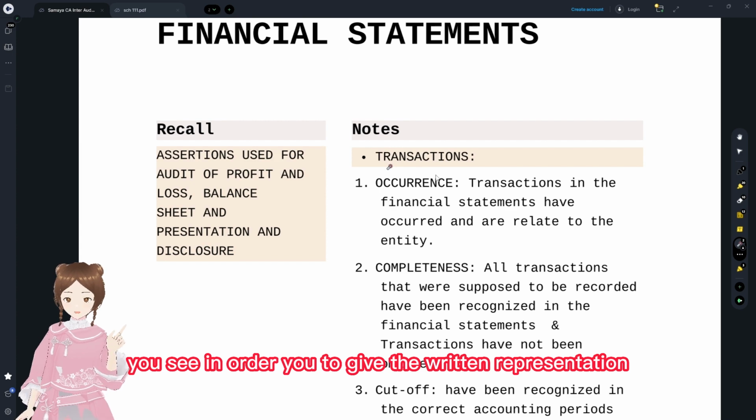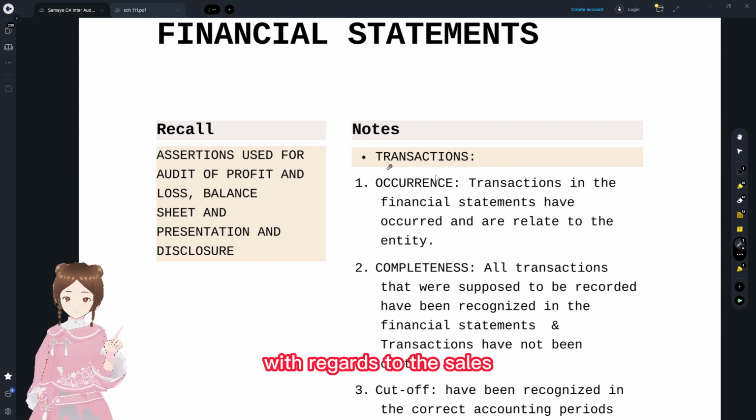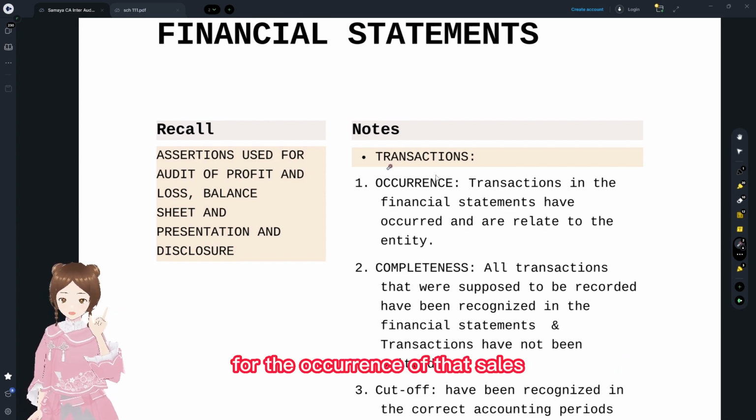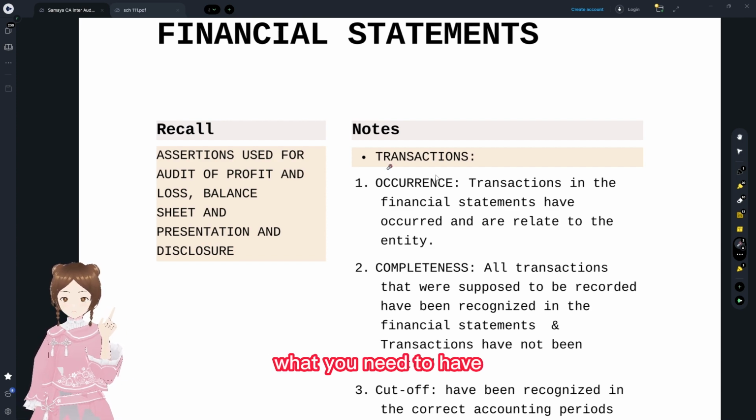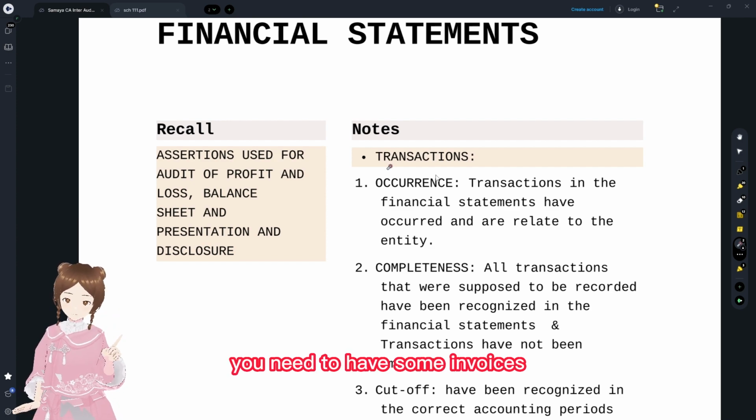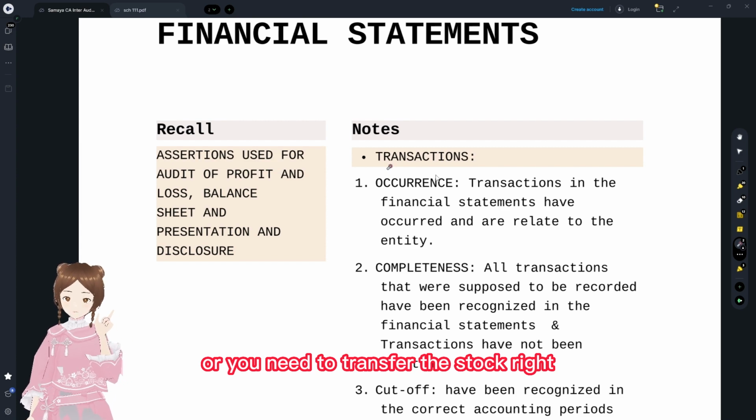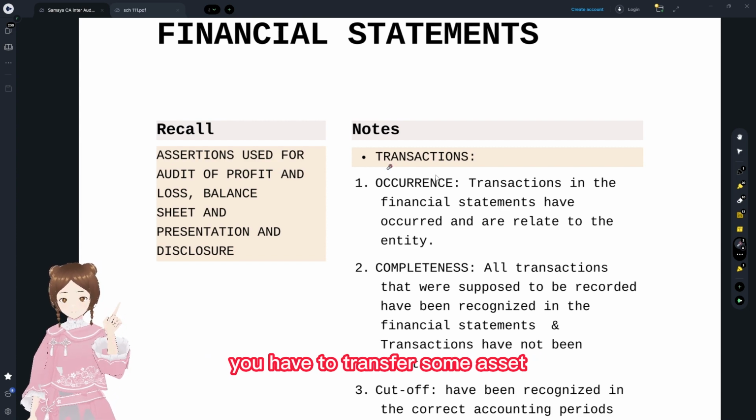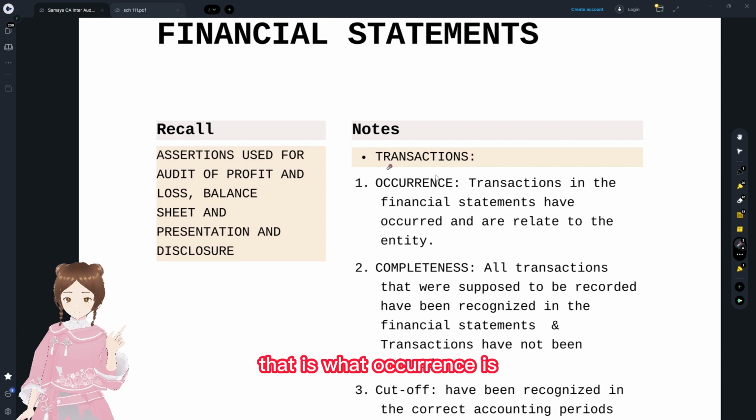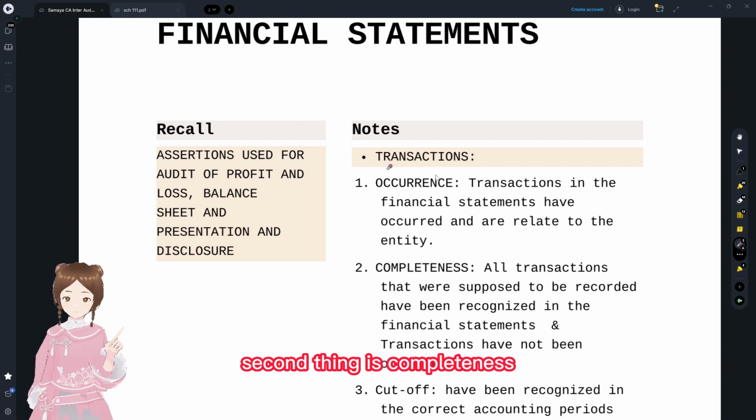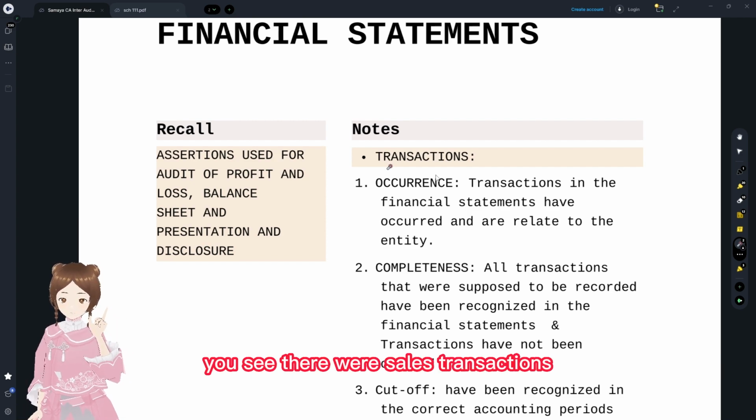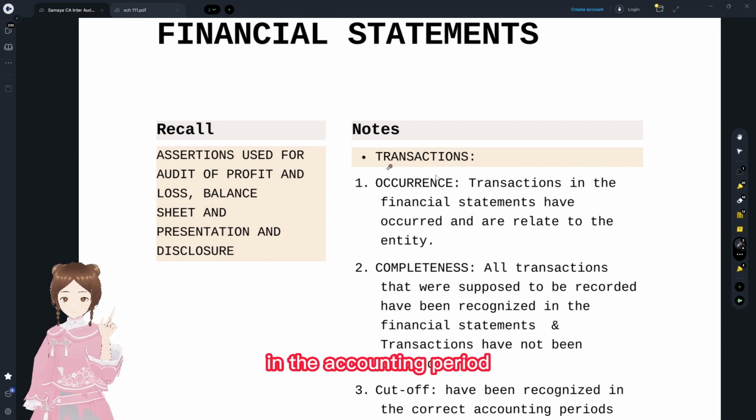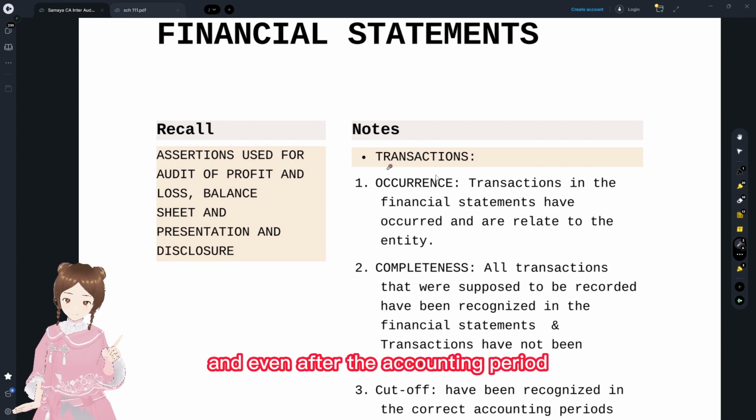In order to give the written representation with regards to the sales, for the occurrence of those sales, what do you need to have? You need to have some invoices or you need to transfer the stock. You have to transfer some asset, transfer the stock. That is what occurrence is. The second thing is completeness. There were sales transactions in the accounting period and even after the accounting period.